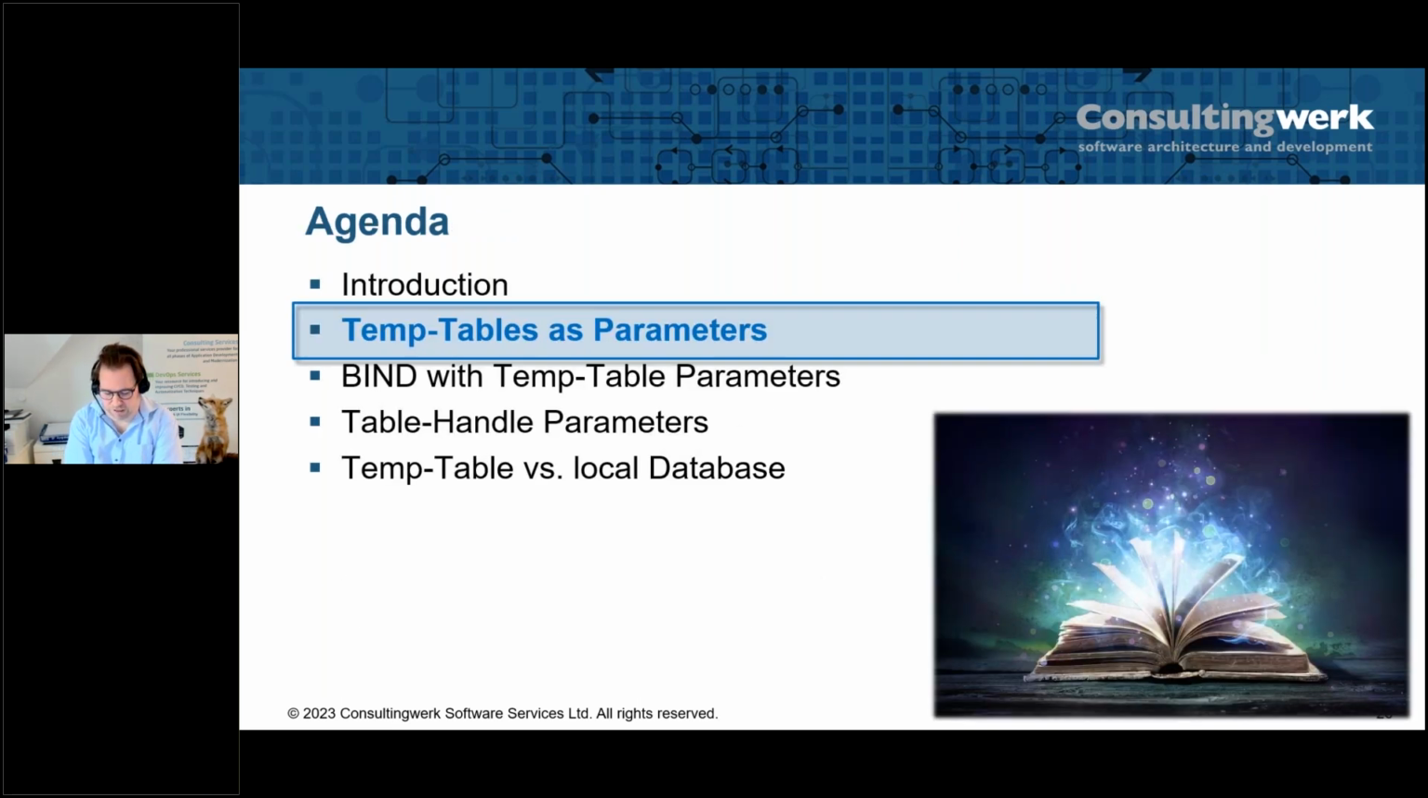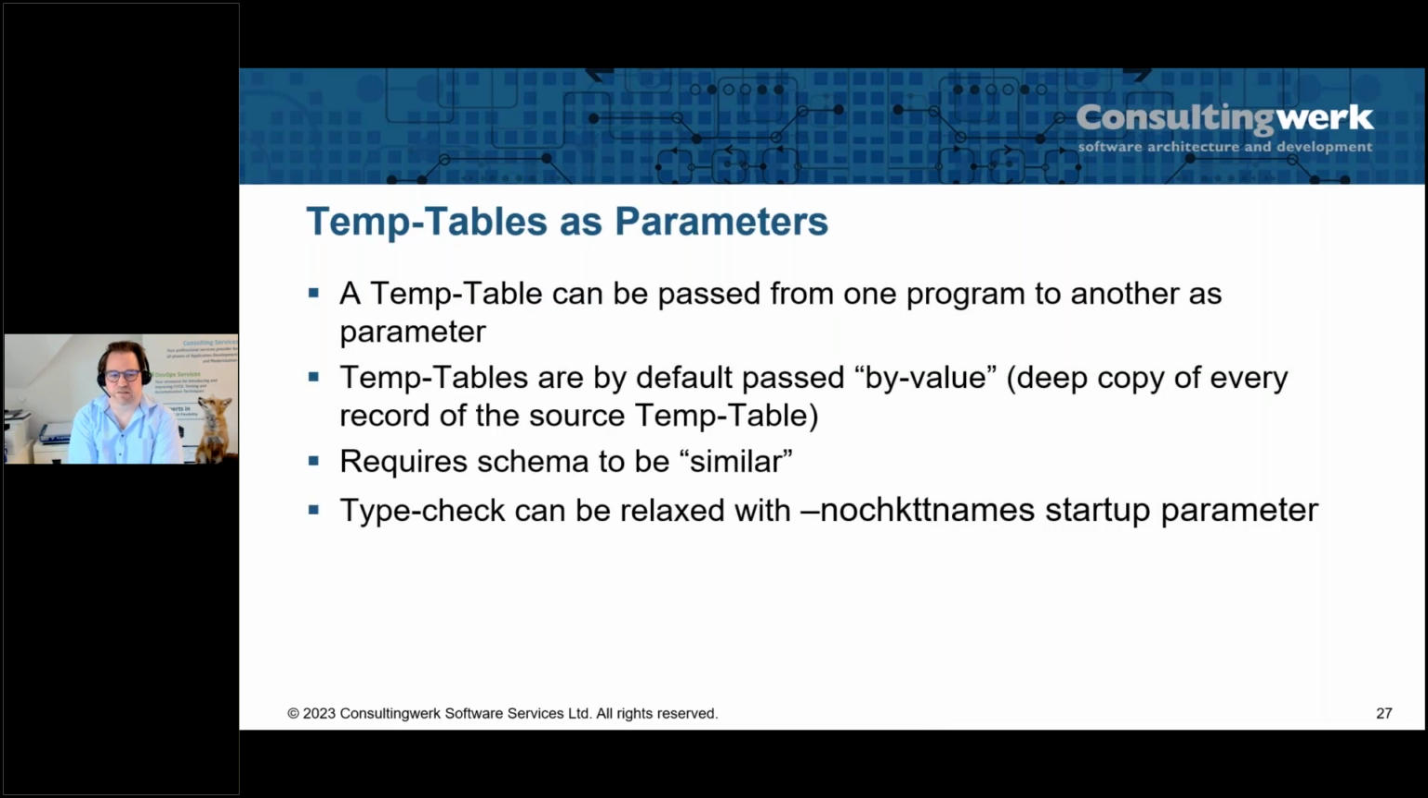So now let's look at using temp tables as parameters. A simple statement: the temp table can be passed from one program to another one as a parameter. By default, the AVM, the ABL runtime, always passes temp tables by value. That means a deep copy, record by record, index entry by index entry, is passed from program A to program B. There are some requirements for the schema to be similar enough.